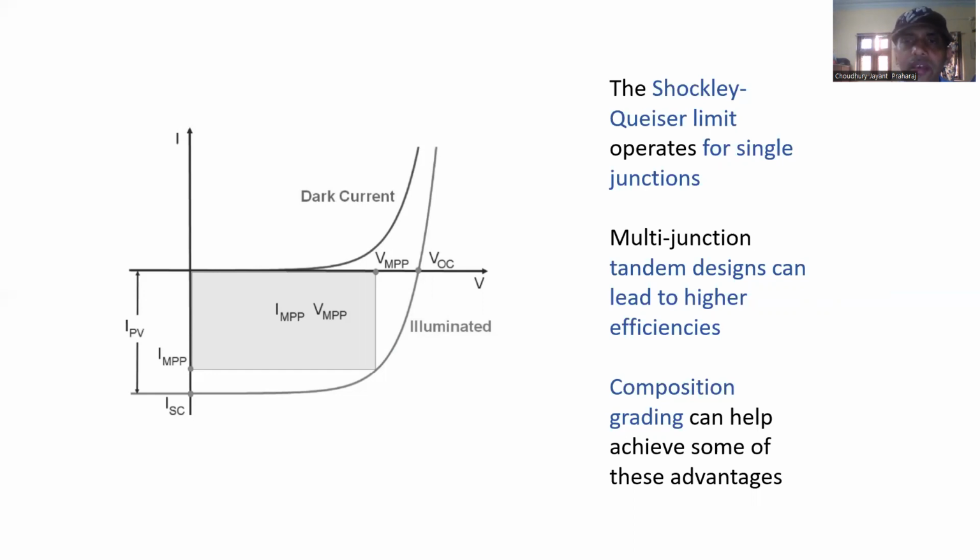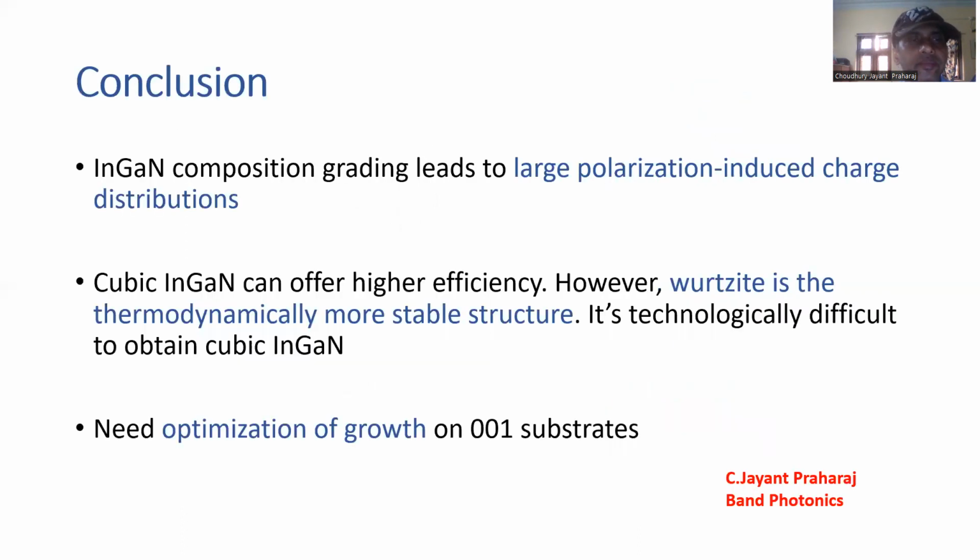These are the limits for single junction designs. But we can use the multi-junction tandem designs considered in previous slides to get higher efficiencies, and the composition grading design can also help achieve some of the same advantages. The Shockley-Queisser limit is there because the photogenerated electrons and holes can lose a lot of energy to the crystal lattice. The multi-junction tandem designs and the composition grading designs help overcome many of those losses, and that's why they can lead to higher efficiencies compared to the Shockley-Queisser limit.